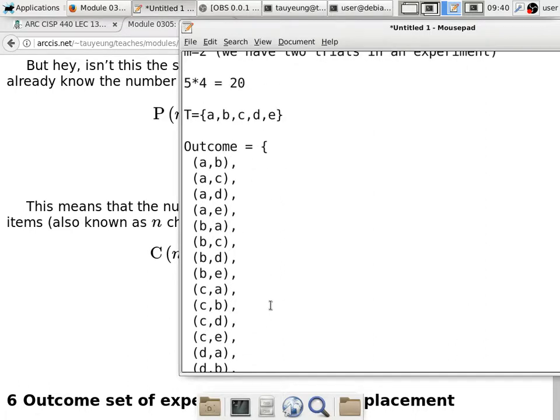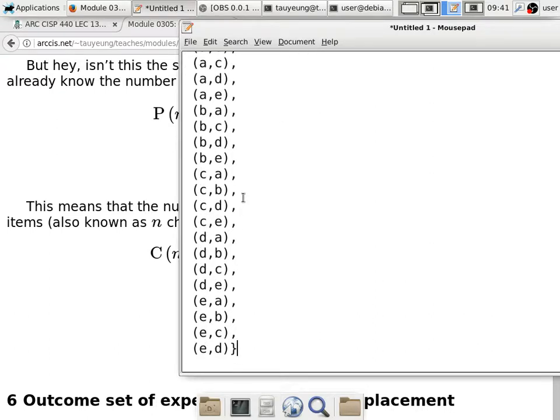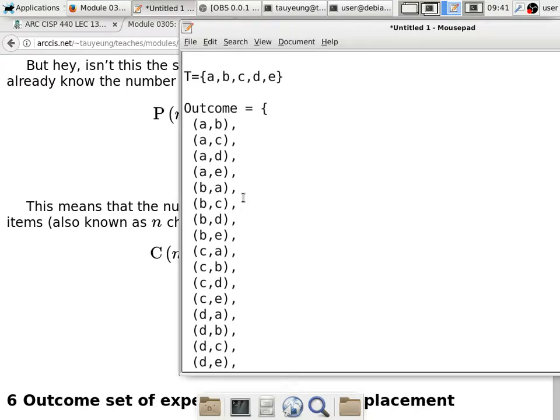Remember this one? We got 5 items to begin with, and we're only choosing 2 out of the 5 items, right? So in this case, we have 20 permutations where the order is important. Is that okay? How many combinations do we have when you choose 2 items out of 5, and you say order is not important?